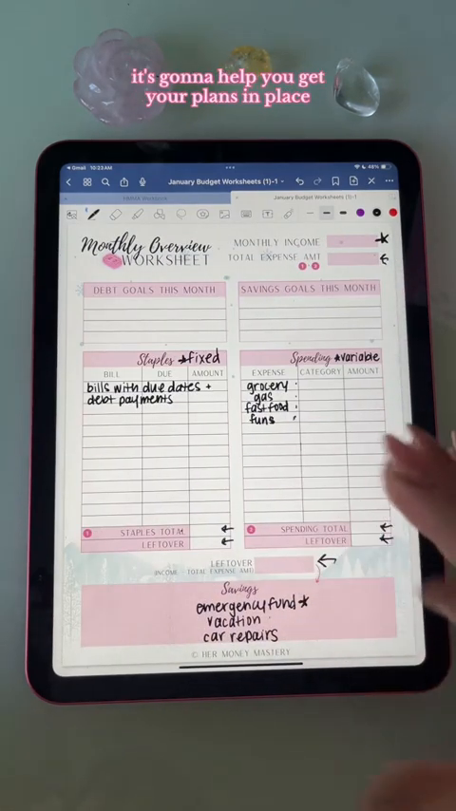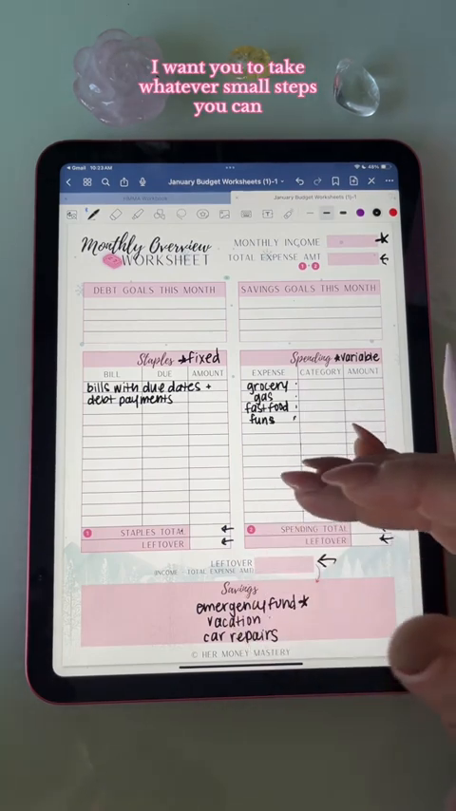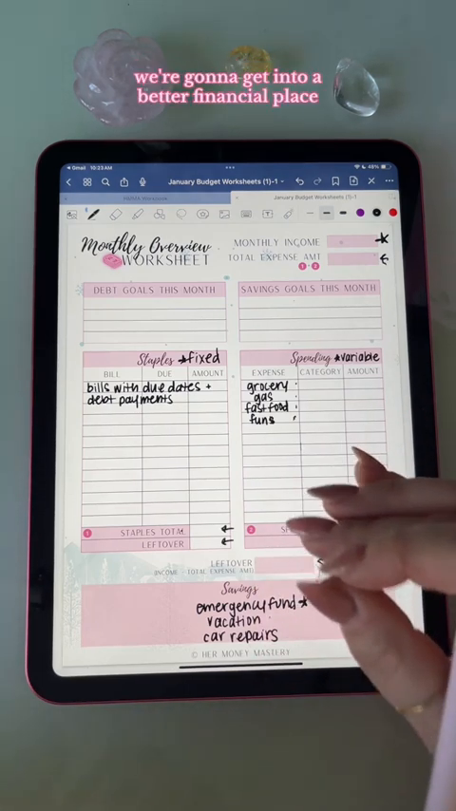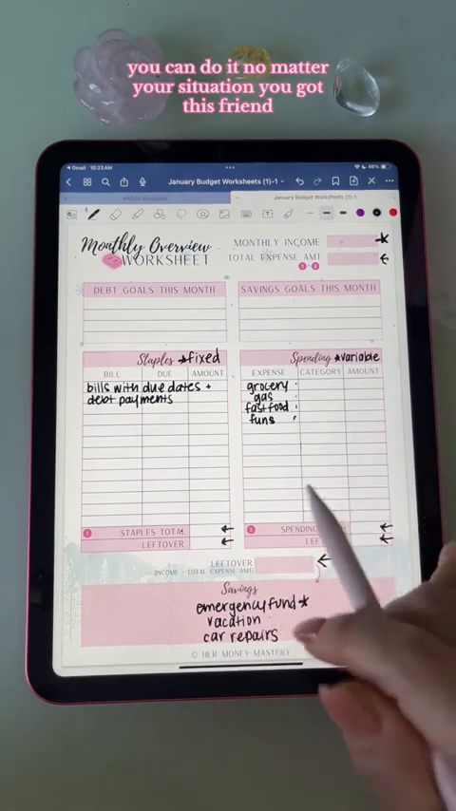I want you to take whatever small steps you can to start moving the needle forward because in 2025, we're going to manage our money better. We're going to get into a better financial place. You can do it no matter your situation. You got this, friend.